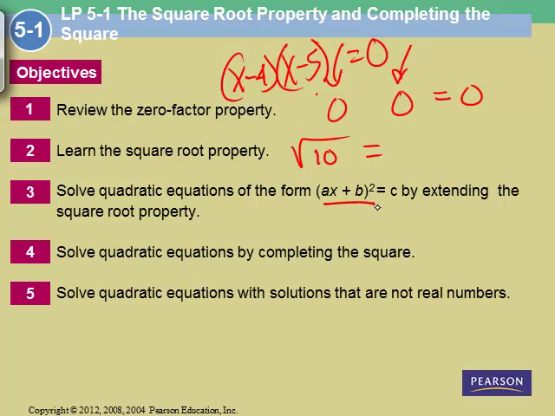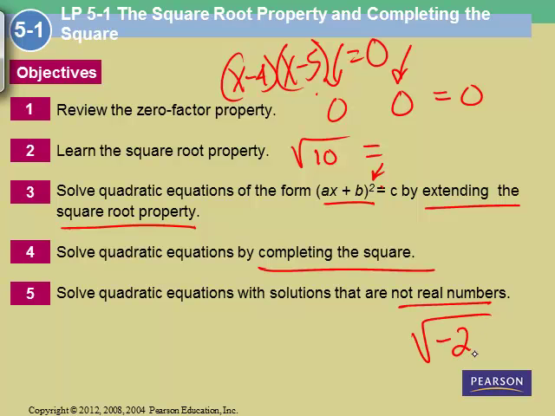Solve quadratic equations that have a square here by the square root property. And then we're going to complete the square. And then find non-real answers like the square root of negative 25. Okay, so let's get started on how we do this.